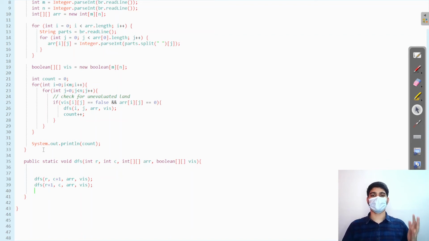Then I can go to west. West would be decreasing 1 from the column. So DFS is r comma c minus 1, array and visited. And then at last, I have to decrease my row to go in the north direction. So DFS of r minus 1 and c, with the same array and visited.